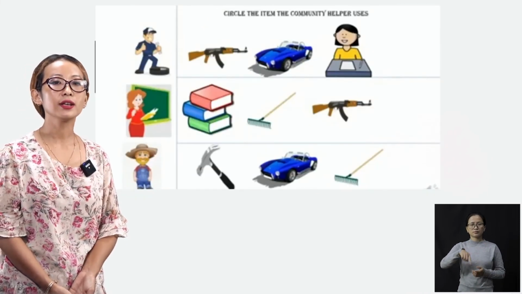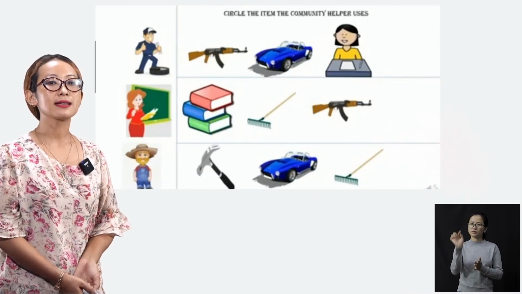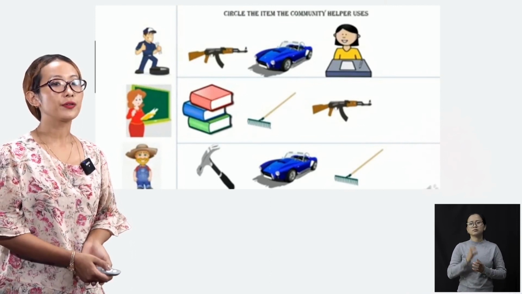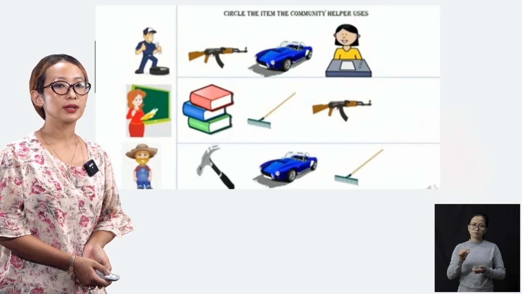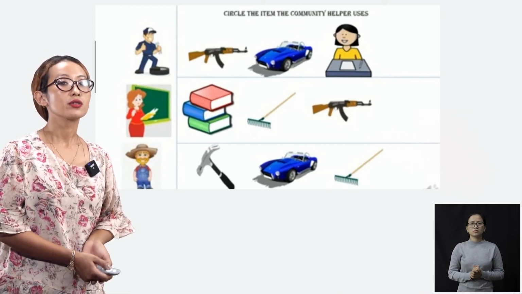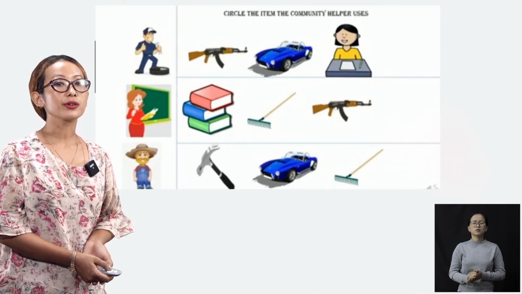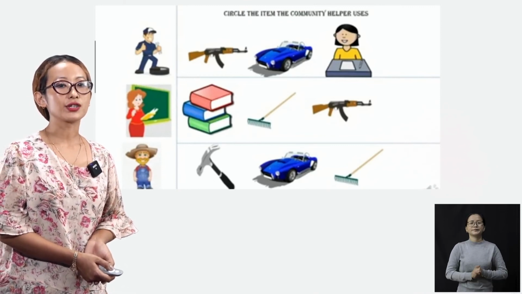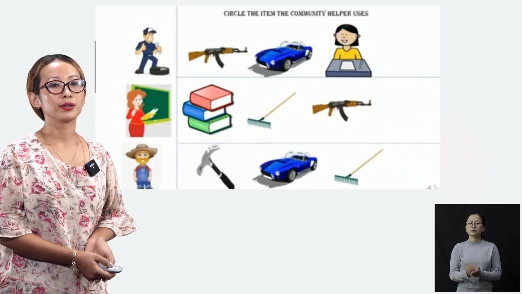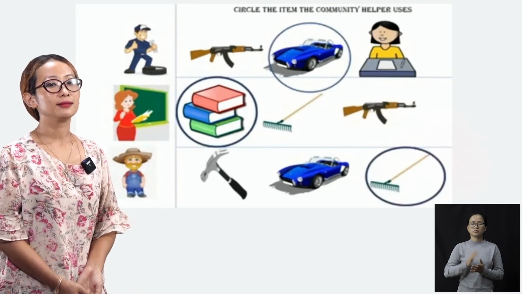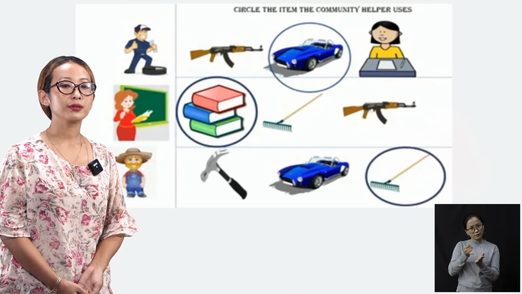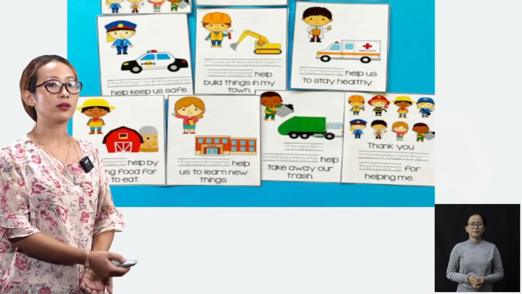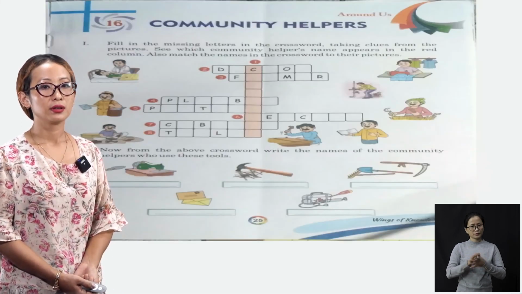The next activity is that you have to circle the tools or the items that the community helpers use. So what is the first one? The first one is a soldier. A soldier uses a gun. The next one is a teacher. A teacher's tool is a book. And the third one is a farmer. A farmer's tool is a spade. You can see there. Ma'am has also got this activity for you.